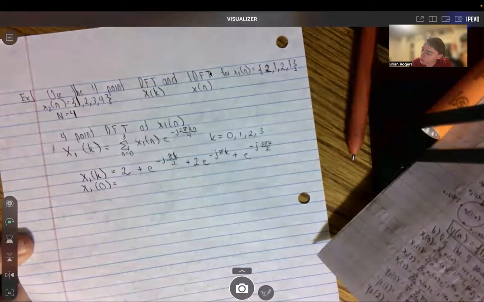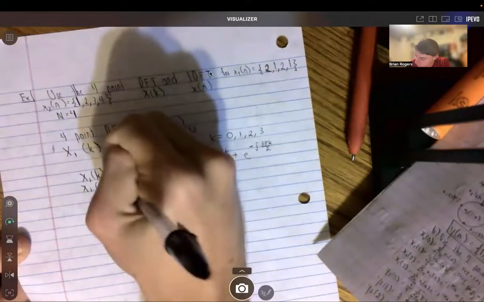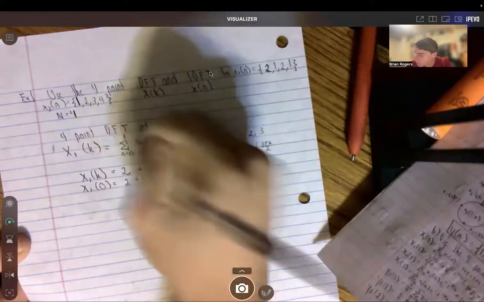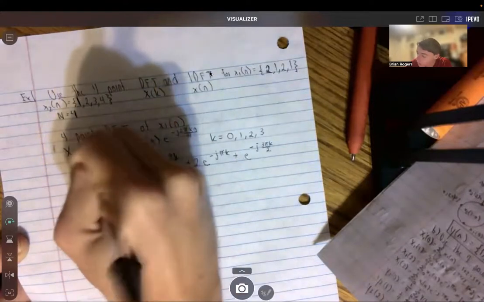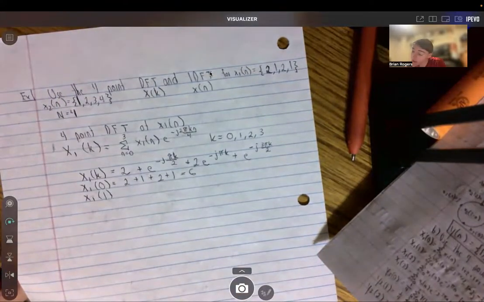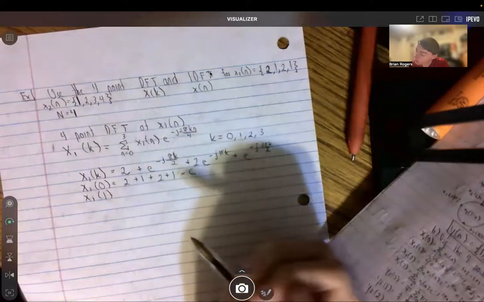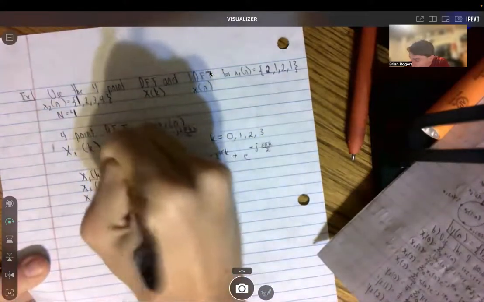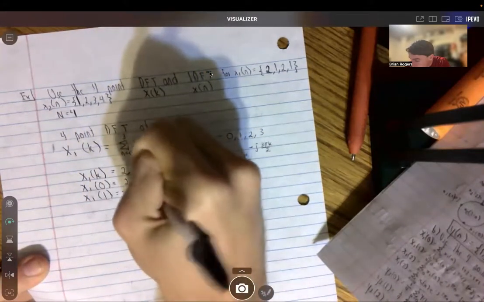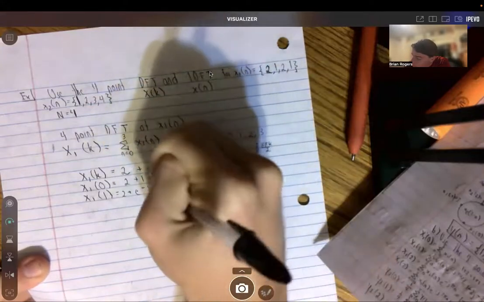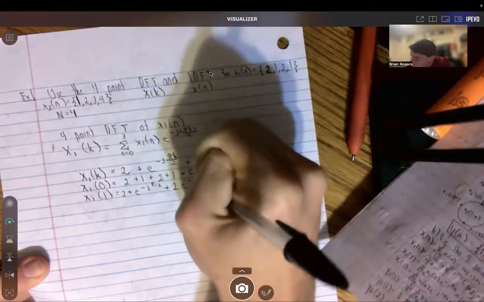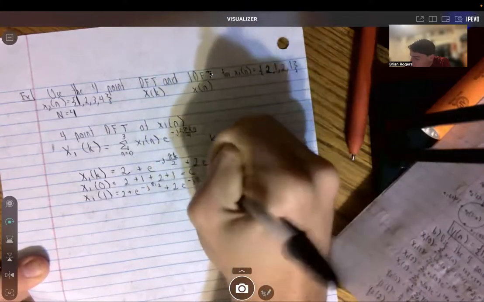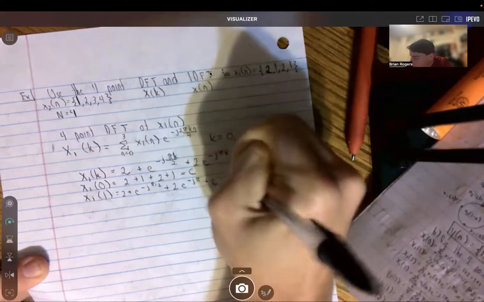And so it will be 2 plus 4, so we get 6. It would just be 2 plus 1 plus 2 plus 1, which is 6. X1 of 1: when we plug in k equals 1 here, we're going to get 2 plus e to the negative j pi over 2 plus 2e to the negative j pi, and then plus e to the negative j 3 pi over 2.